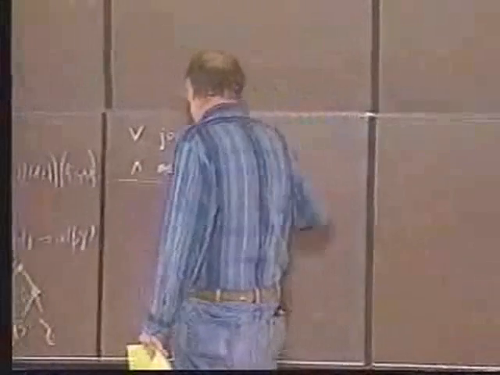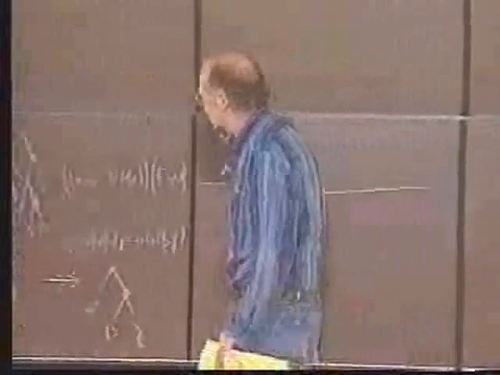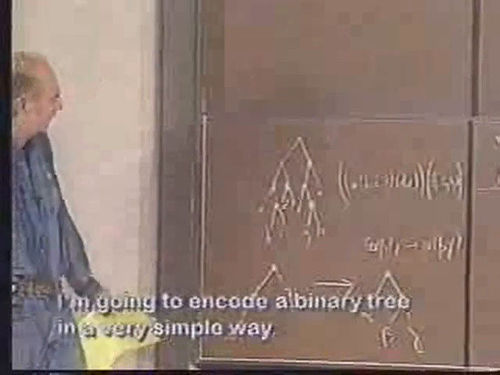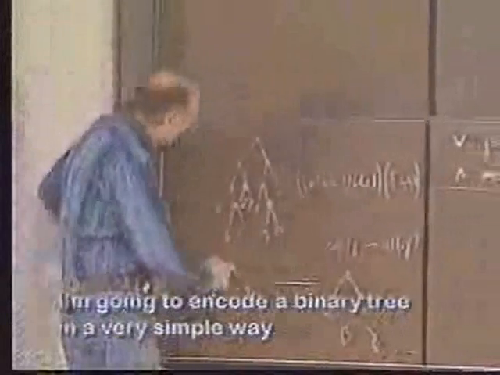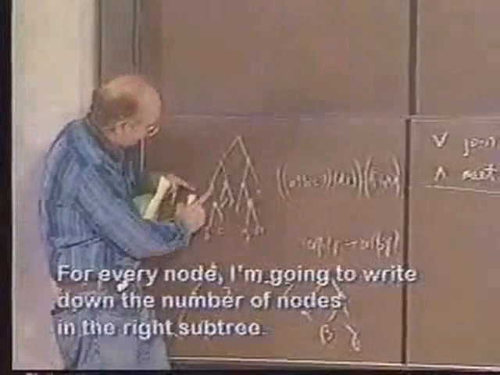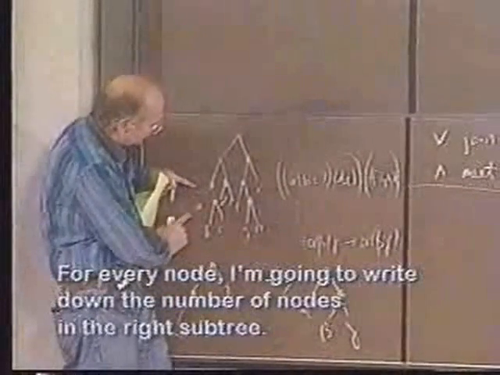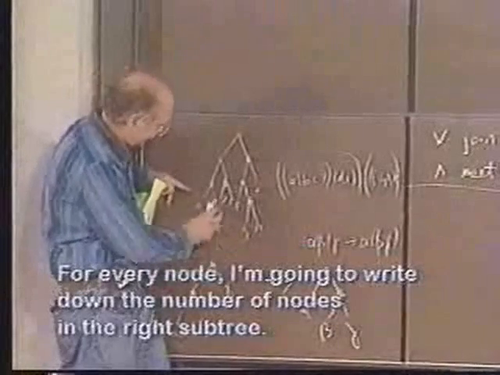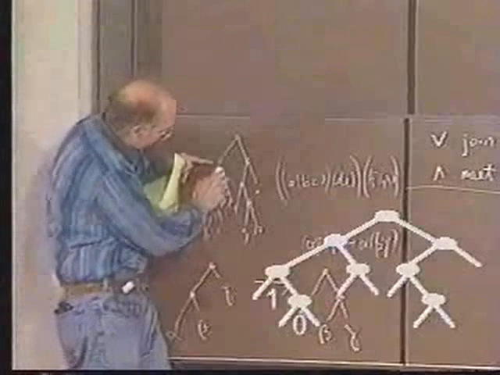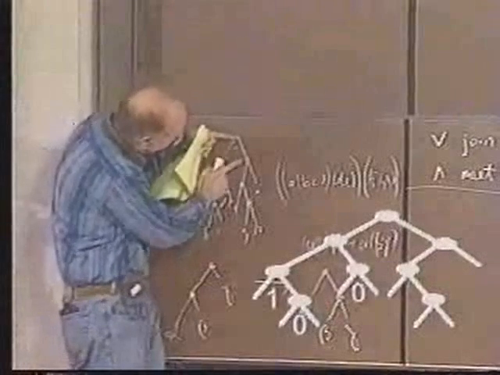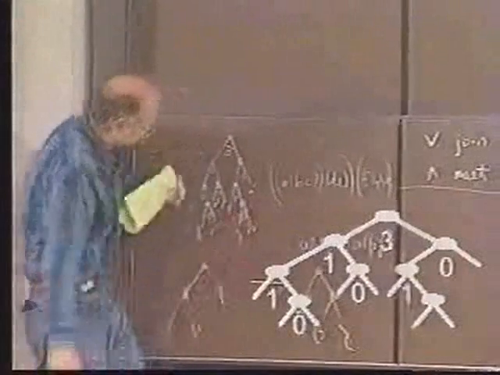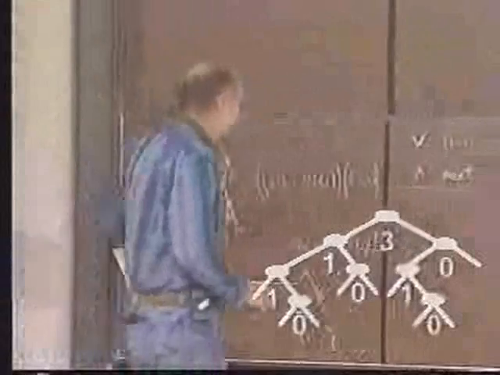Okay, what I'm going to do is encode a binary tree in a very simple way, and it probably was in volume one. At every node, I'm going to write down the number of nodes in the right subtree. So here, there's one here. There's zero here, zero here. Here there is one node in the right subtree. How many here? 1, 2, 3, 0, 1, 0.